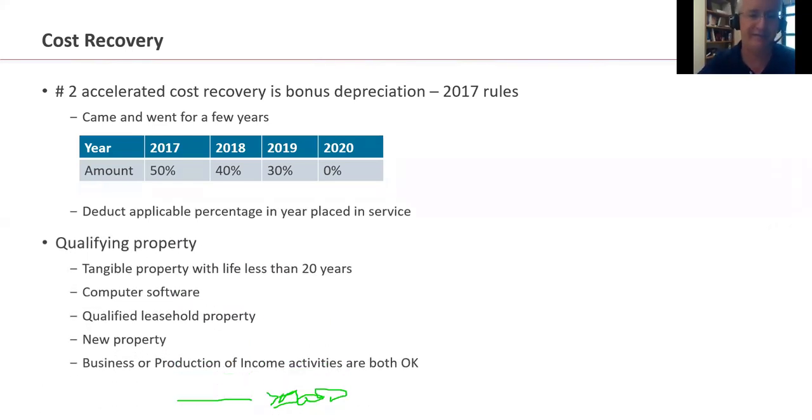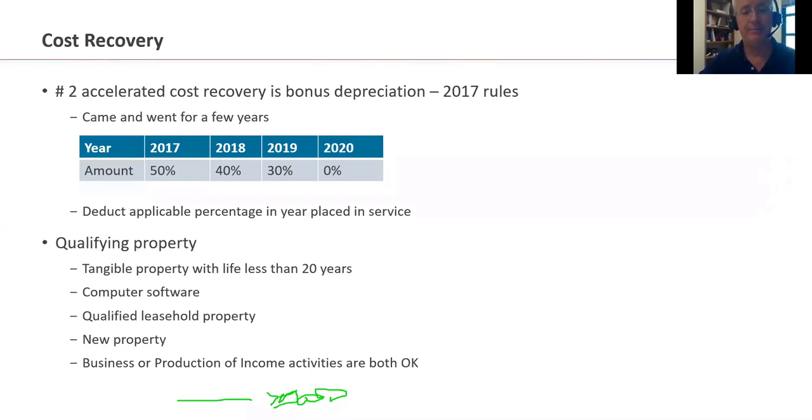First, we need to discuss what is qualifying property for bonus depreciation. Tangible property with a life less than 20 years. That's mostly personal property. There are a few buildings with a 20-year life: farm buildings, greenhouses, things like that. I'm never going to ask you about those things, but I can't technically say it's only personal property. It's mostly personal property. Computer software qualifies. Qualified leasehold property, we'll talk about it in a second, but it's not that important. I'm not really going to make you jump through that hoop.